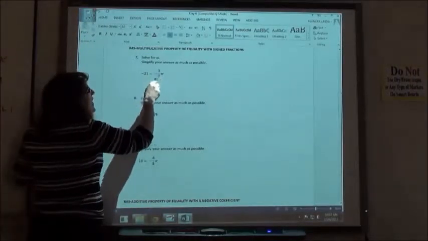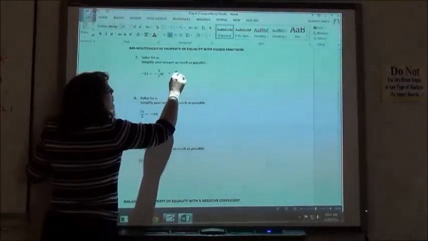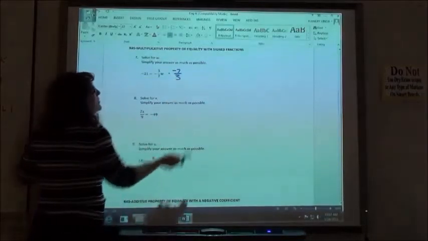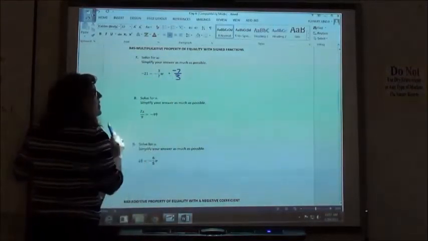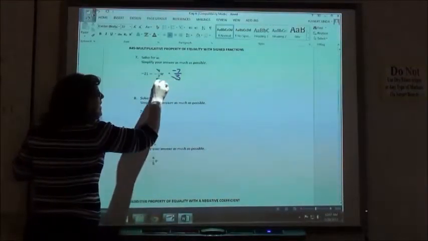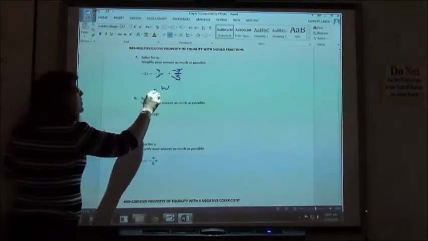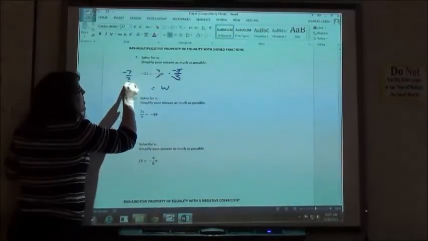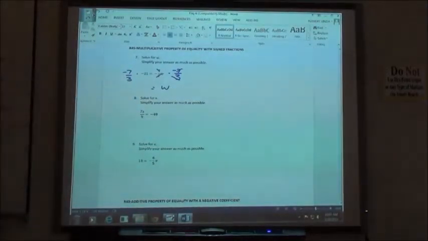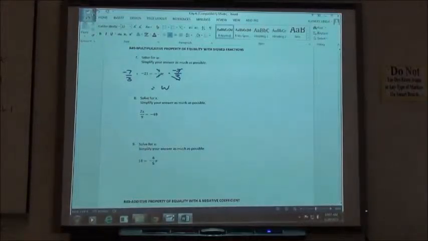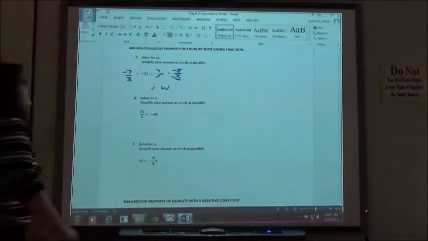So to get rid of a negative 3/7, we're going to multiply by a negative 7/3. Negative times a negative makes it positive. The 3's cancel, the 7's cancel, and then the w's just by itself. If we do it to one side, we also have to do it to the other side. So we're going to multiply by the reciprocal, keep whatever sign's on that fraction, and then we're going to simplify.